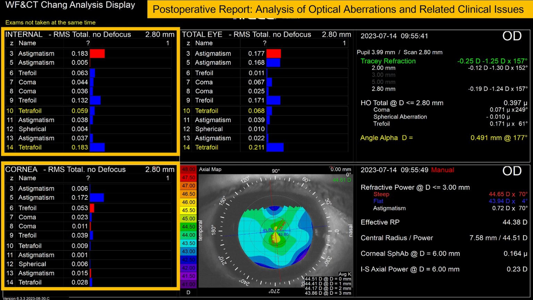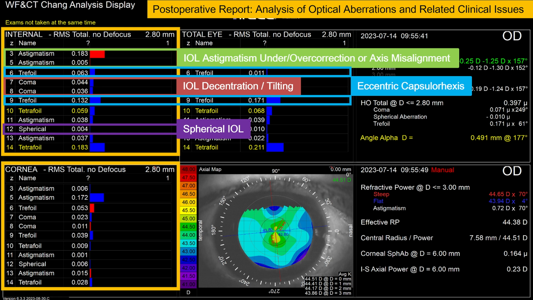Postoperative analysis, using the primary report. For postoperative assessment, we typically rely on this one report, analyzing aberrations based on their source and type. Examples of aberration source correlations. Intraocular astigmatism, usually caused by undercorrection/overcorrection of the toric IOL or incorrect axis alignment. Intraocular coma, typically results from IOL decentration or tilt.